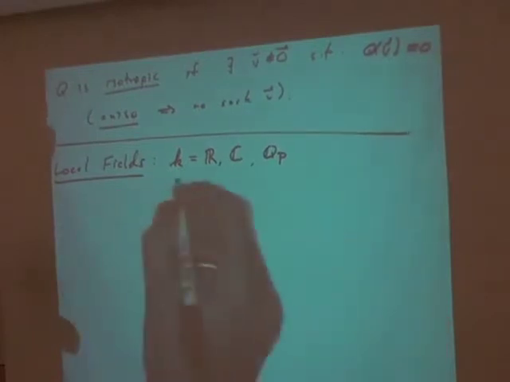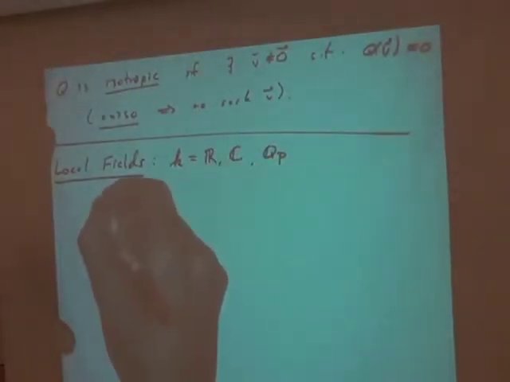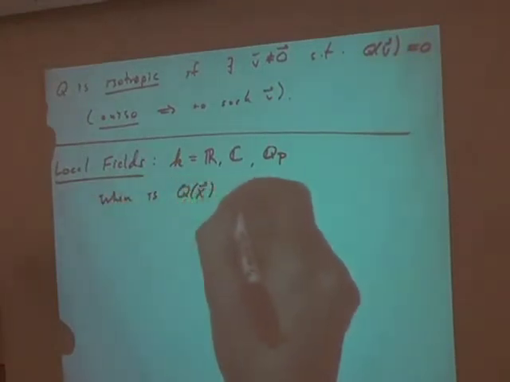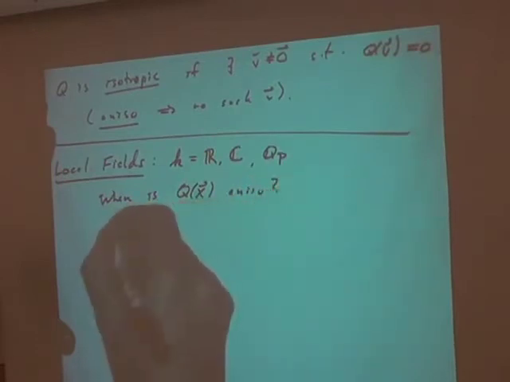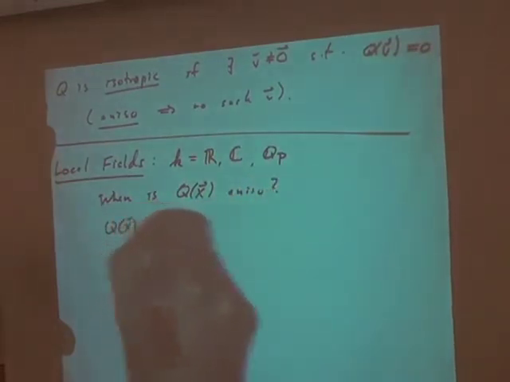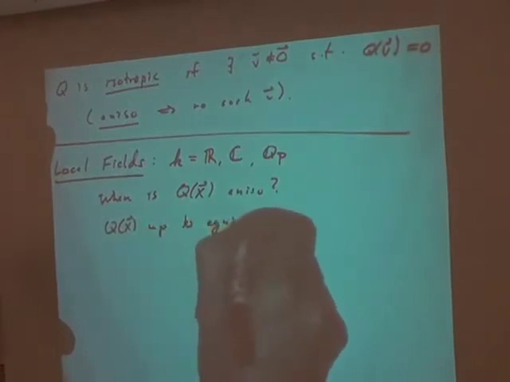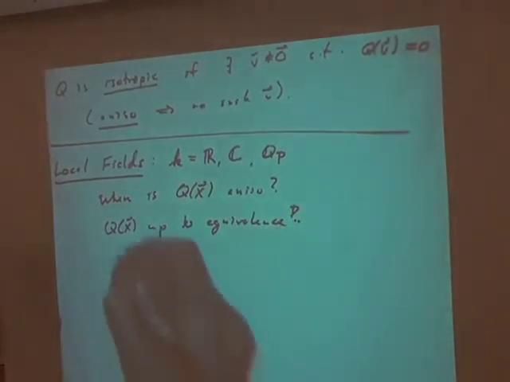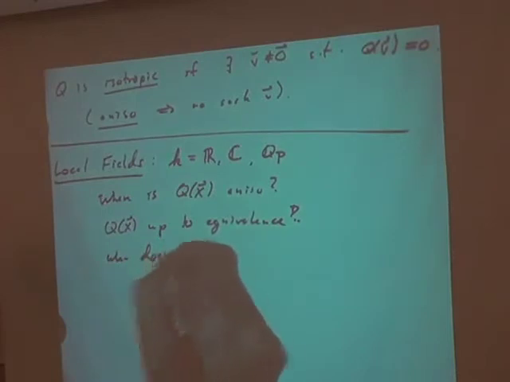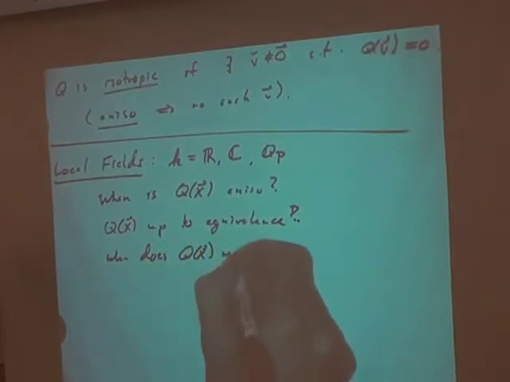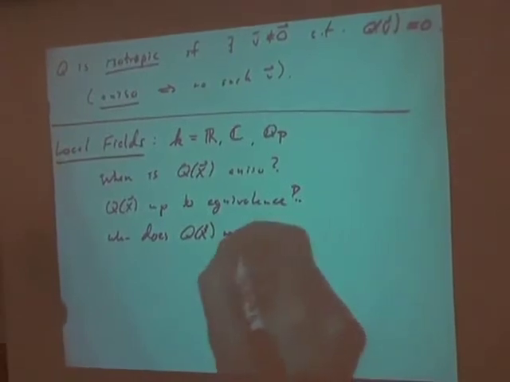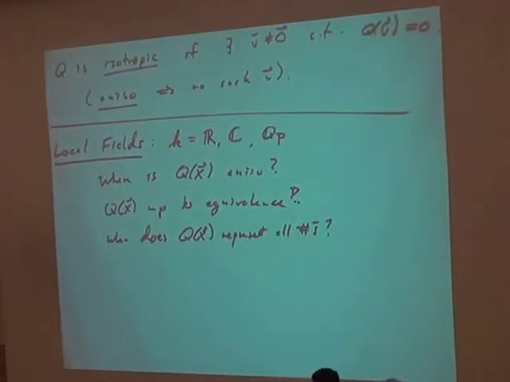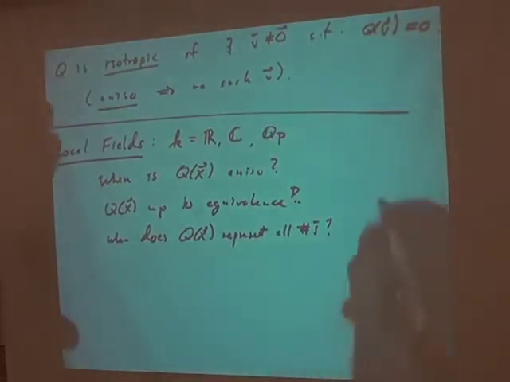Okay. So over local fields, you can ask when a form Q of x is anisotropic. You can ask how you classify Q of x up to equivalence. These are really useful things as well. And you can also ask when Q of x represents all numbers, meaning all elements of the field. This is called universal.